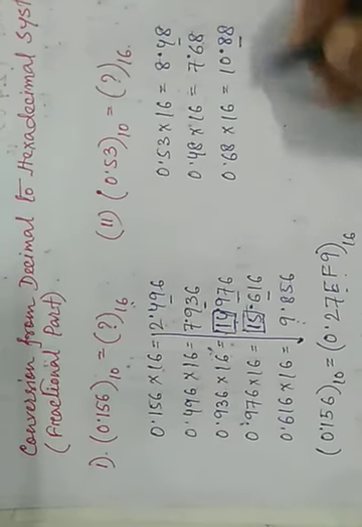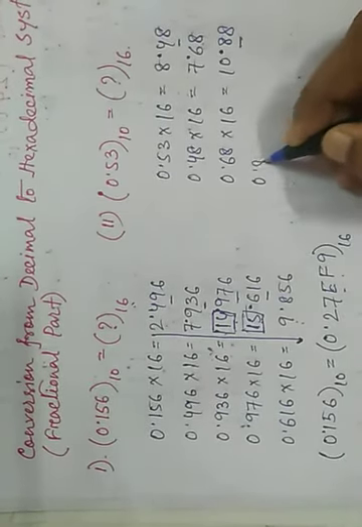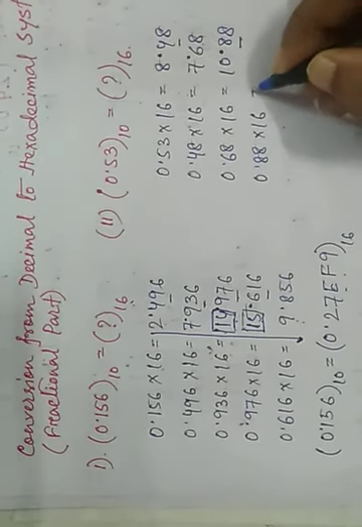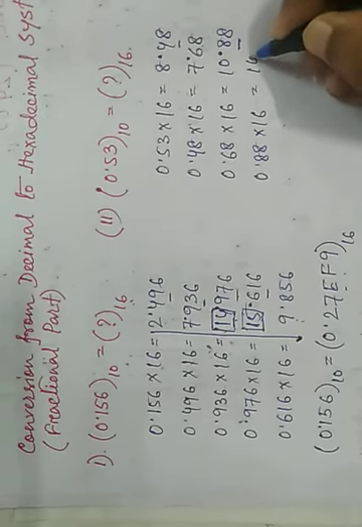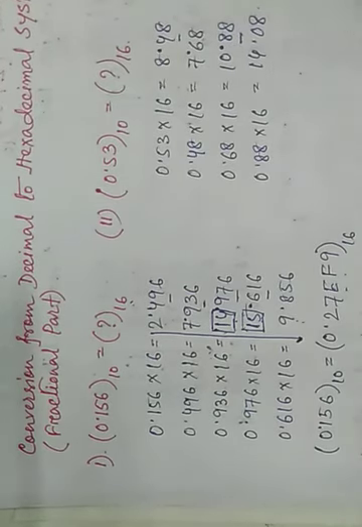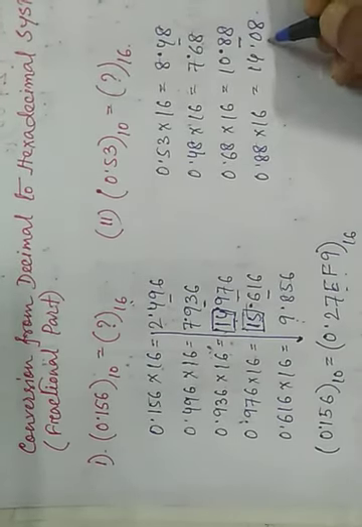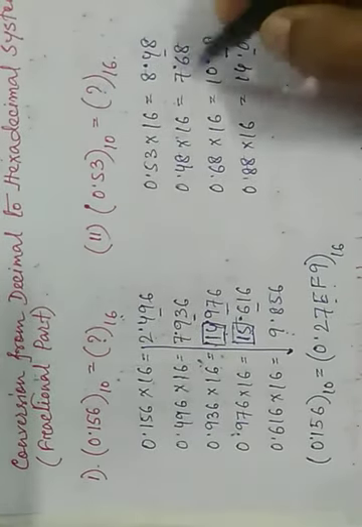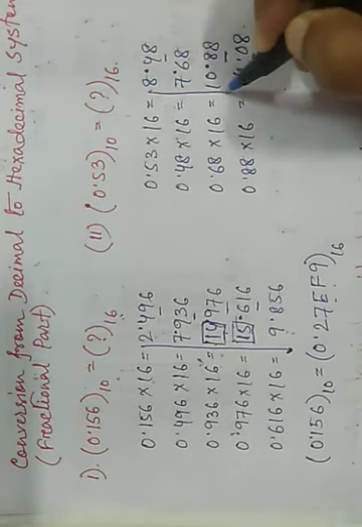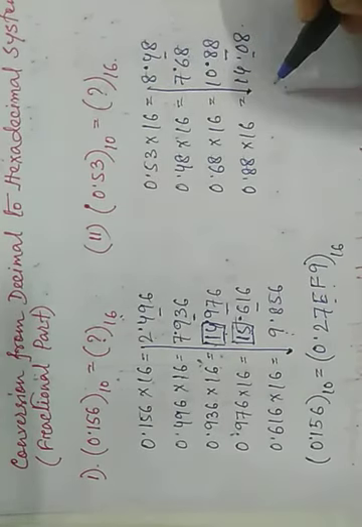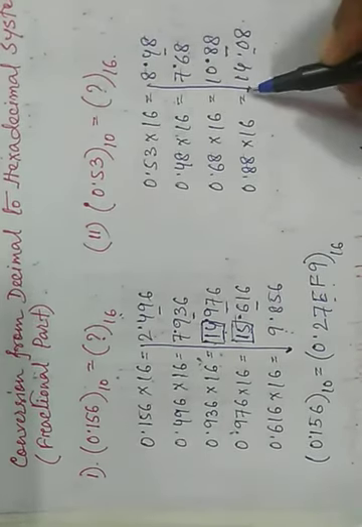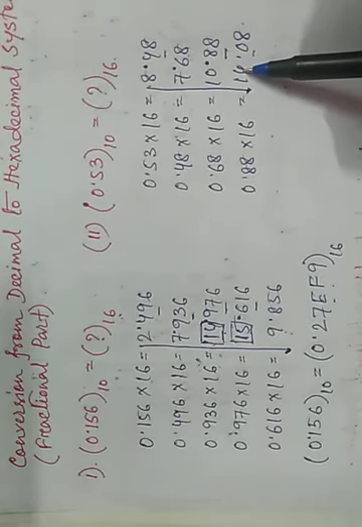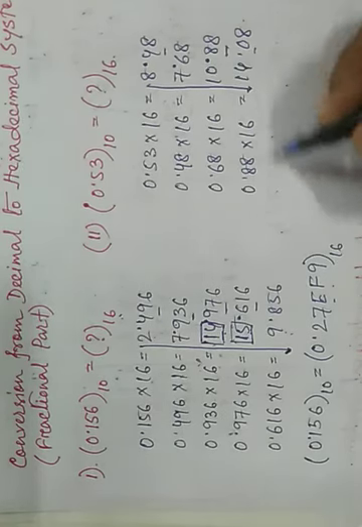Now take the fractional part, 0.88 into 16. So it becomes 14.08. Okay. So I am not going to proceed further. Now we take the 4 decimal value. Minimum we have to take 4 decimal places. If you want, you can proceed further, but I am leaving here. But minimum you have to multiply it 4 times.